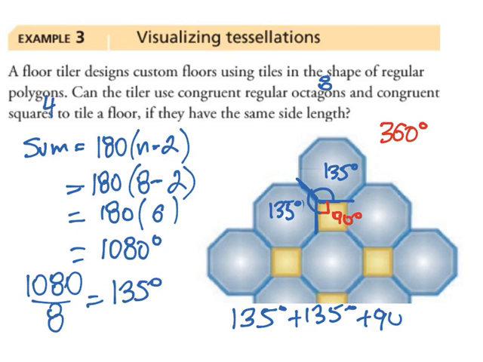Voila! That means we have shown that if we lay these shapes together, we'll get 360 degrees. Now this will work for all the corners, not just this one.